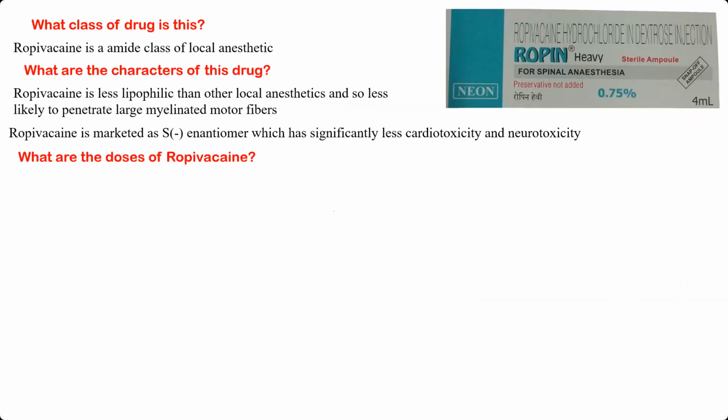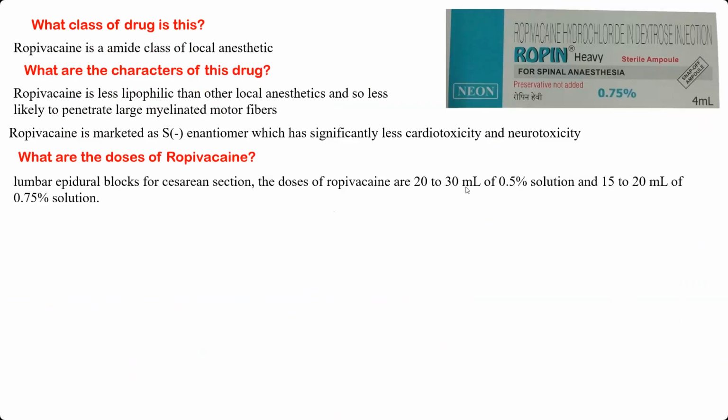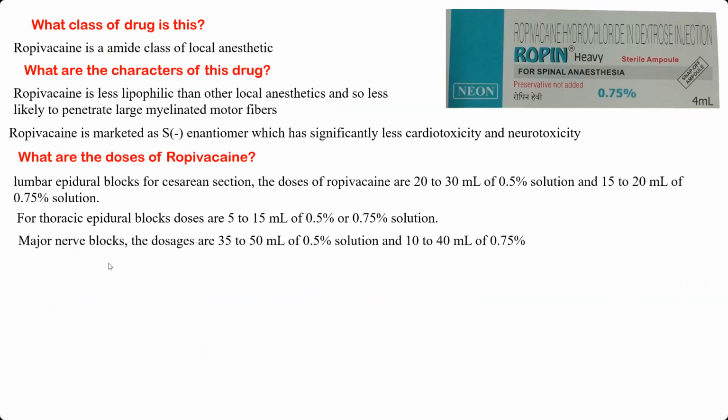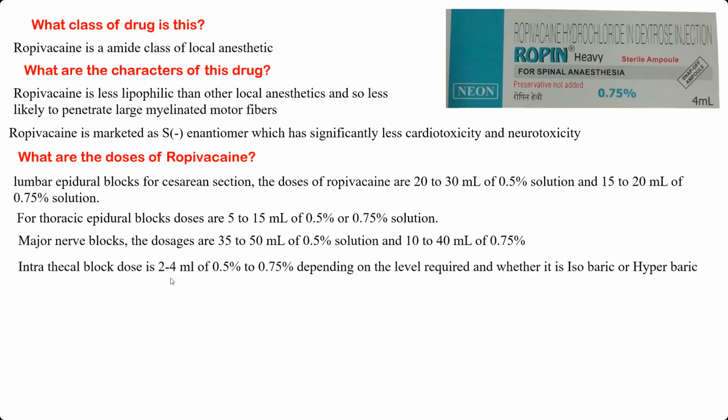It can be given 20 to 30 ml of 0.5, or 15 to 20 ml of 0.75 also. For thoracic epidural, 5 to 15 ml of 0.5 or 0.75. For major nerve blocks, you can go up to 35 to 50 ml of 0.5 or 10 to 40 ml of 0.75. And for intrathecal block, you can use 2 to 4 ml of this particular 0.5 or 0.75, depending upon the level required and whether it is isobaric or hyperbaric.